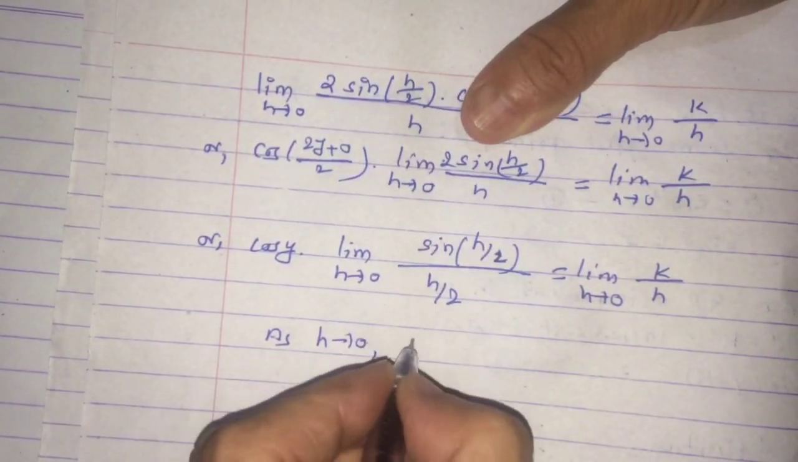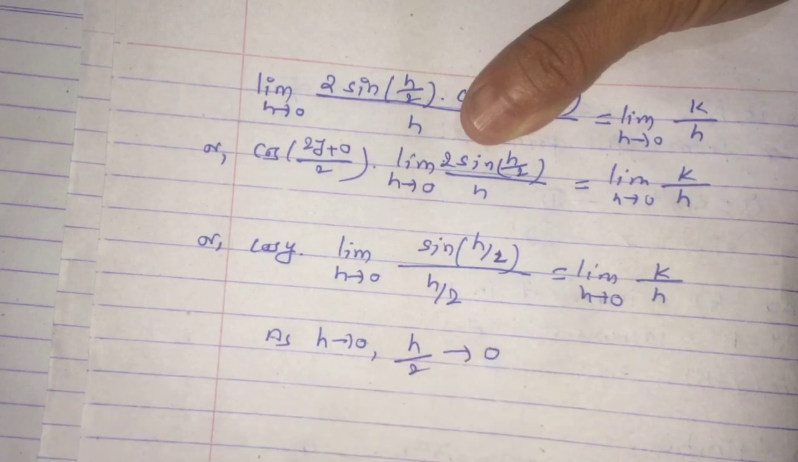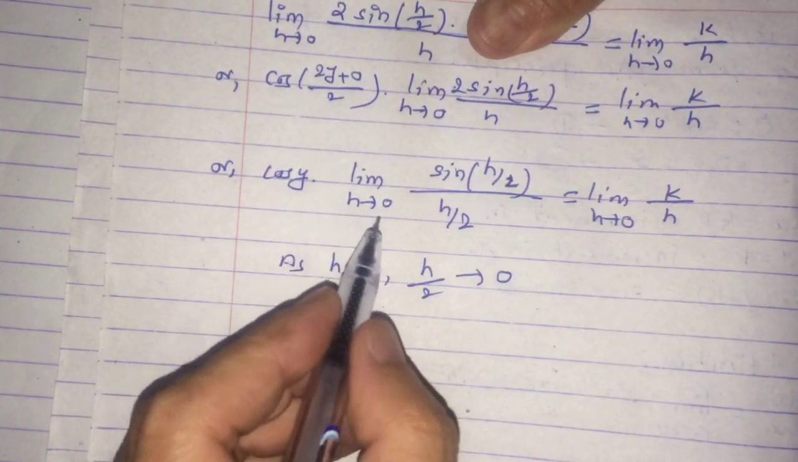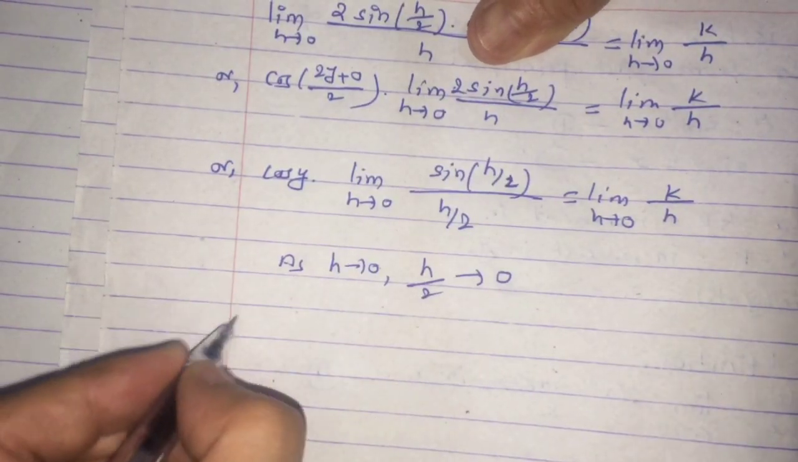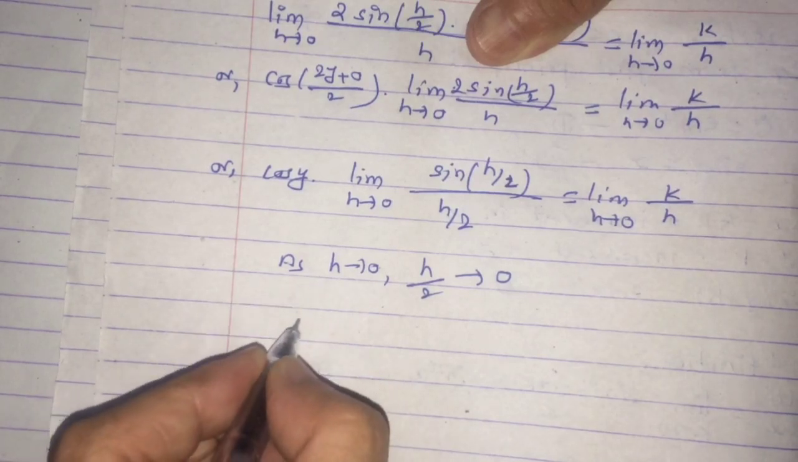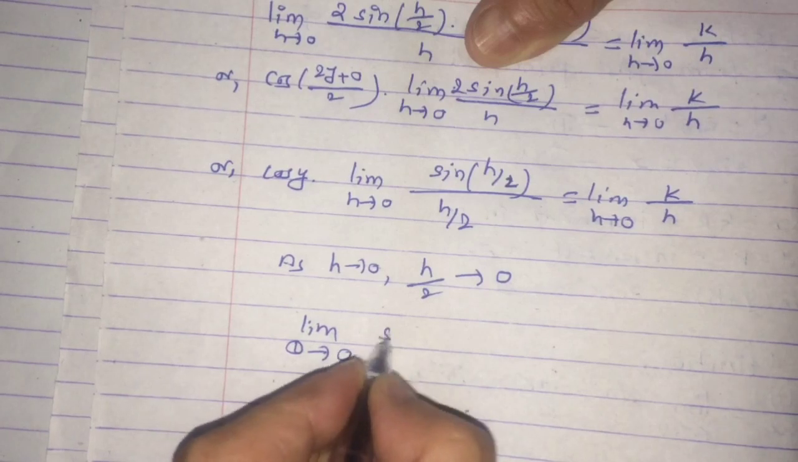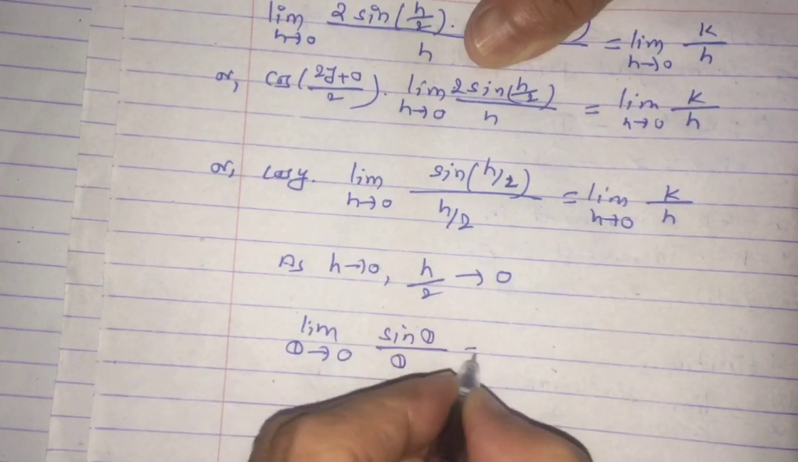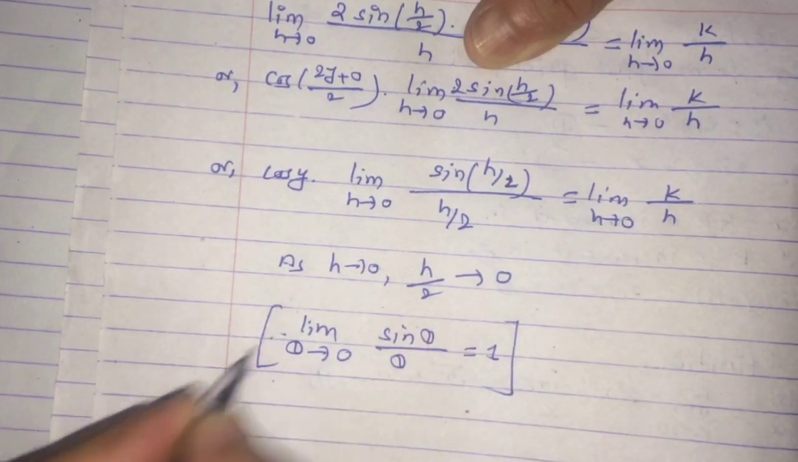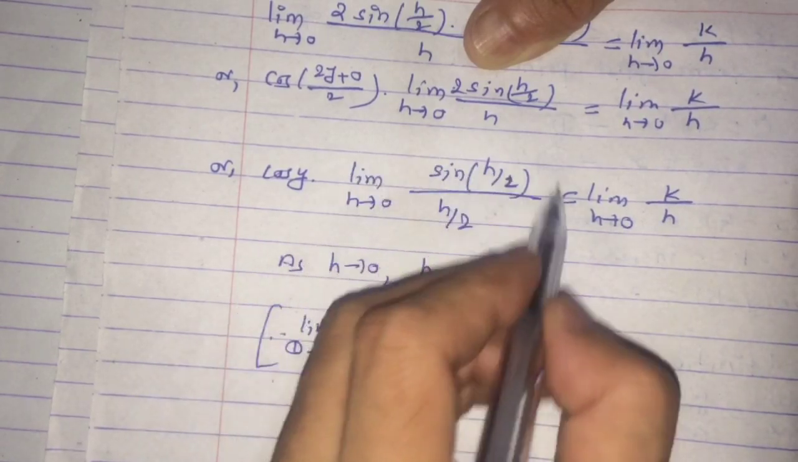Now as s tends to 0, s by 2 also tends to 0, so we can replace s tends to 0 by s by 2 tends to 0. Because inside this limit we have to use the standard formula, the limit of sine theta divided by theta is equal to 1.